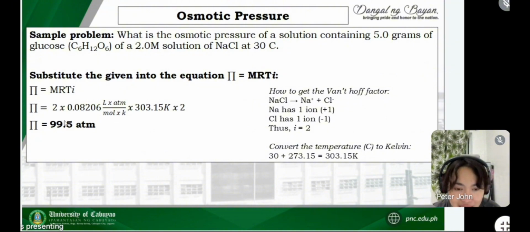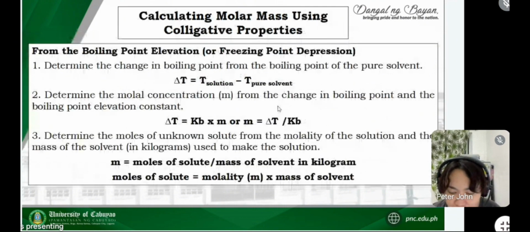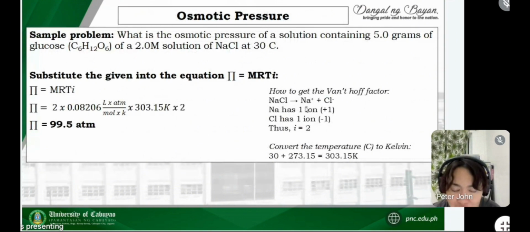So, yun lang siya. Ito pala yung hindi ko na-discuss kanina. Sabi ko nga, we have the van't Hoff factor of 2 kasi sodium chloride yung hinalo natin. So, we have 2 ions lang kanina. So, ganun lang siya. Basic substitution. Okay po? Naiintindihan?